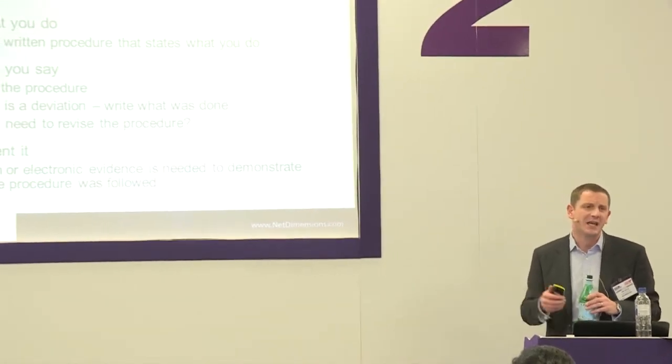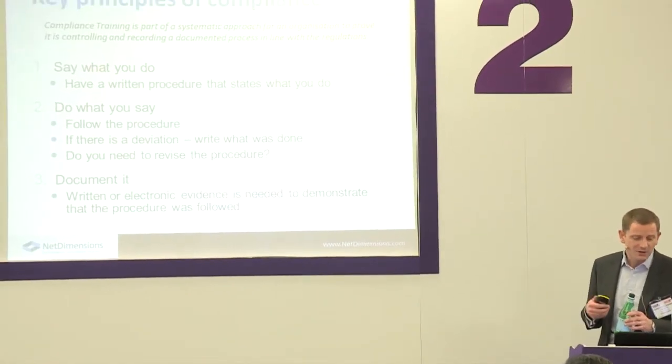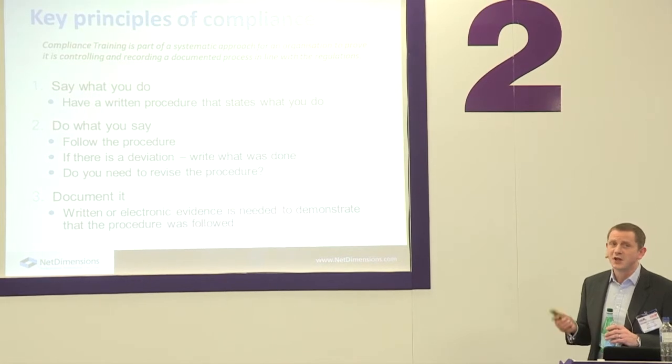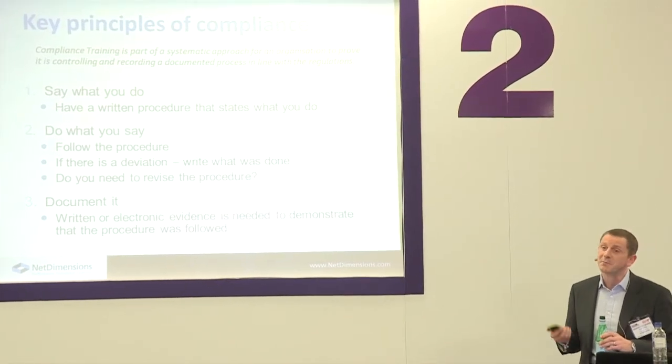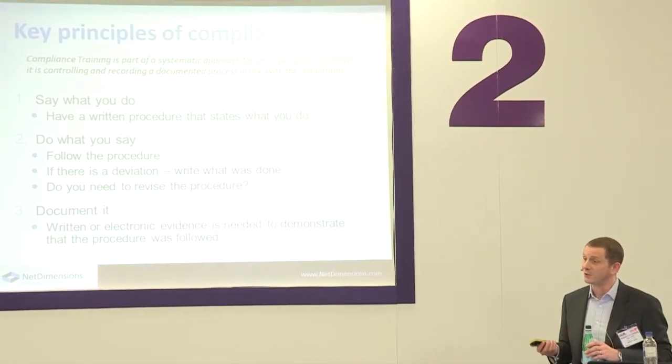If there's a deviation in a procedure, write down what it was. And if there was a deviation, do you need to revise it and redo it again? And last but not least, this point I keep going over again and again, document it. There's daft amounts of documentation. Just because it's done within the software doesn't mean you don't need a paper-based document afterwards.